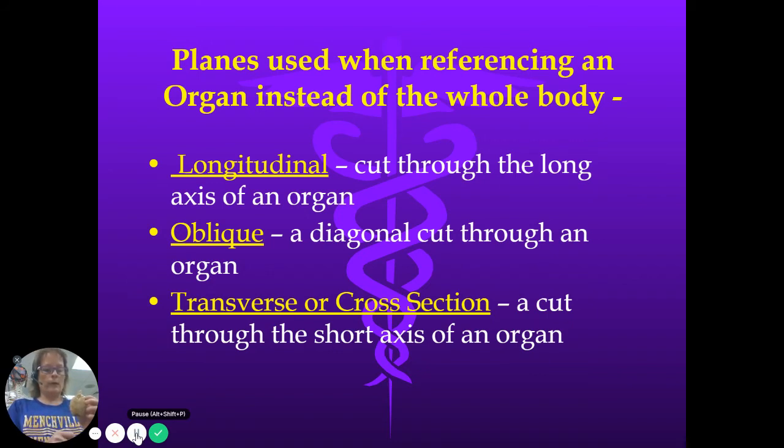There's also another cut that you can do. That's one that refers to organs usually, and that is an oblique, which is cutting it at an angle, a diagonal cut. Okay, so longitudinal is long way. Transverse is a cross section, which means you're cutting along the short axis, and oblique means that you're making a cut diagonally through the organ.